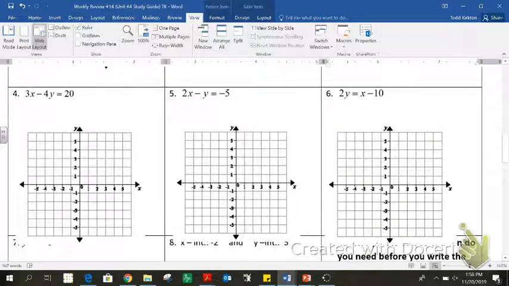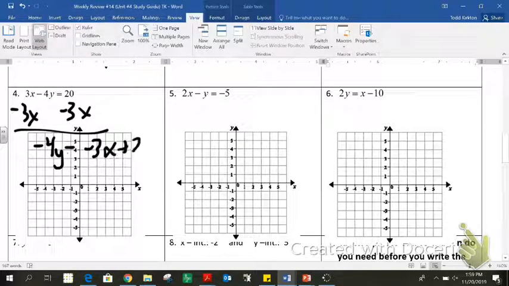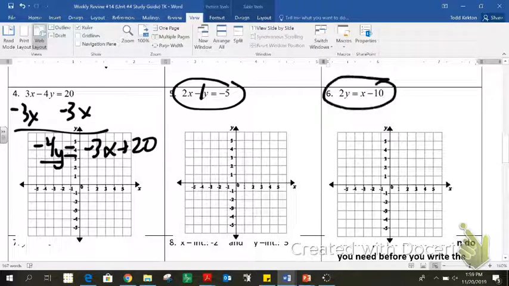Next set, before you graph them, you can use intercepts if you want. I would just solve for y, put in slope-intercept form, so get the y alone. Divide everything here. Same thing here. Remember, there's a 1 in front of that y. This one, you don't need to do as much work. You could just divide everything by 2. You can always graph by the intercepts. Pick a couple points.